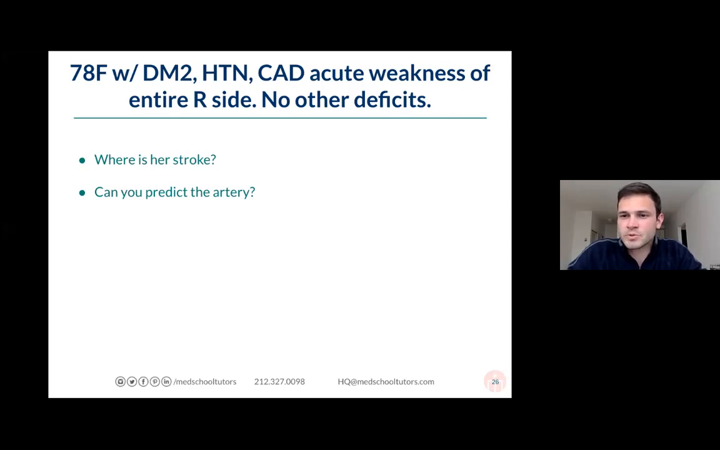Okay, I see internal capsule and I see MCA. Which one's correct? Internal capsule is correct. So why is MCA wrong? MCA only does the arms and face. MCA only does the face and uppers.